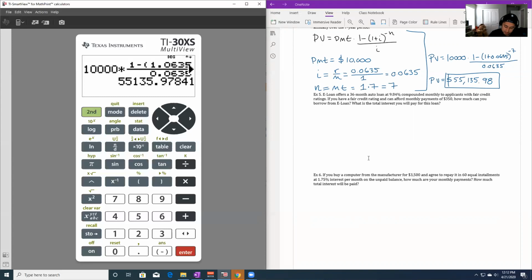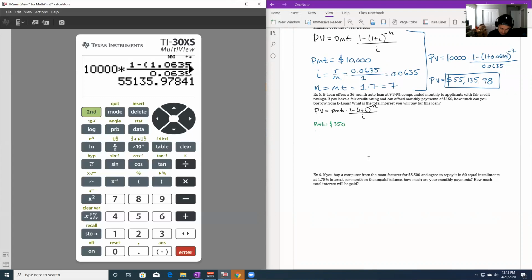All right, so that's the same formula above. I guess might as well write it down so we get used to it. PV equals payment times 1 minus 1 plus I to the negative n, over I. Label everything we have. First off, our payment. We can afford $350.